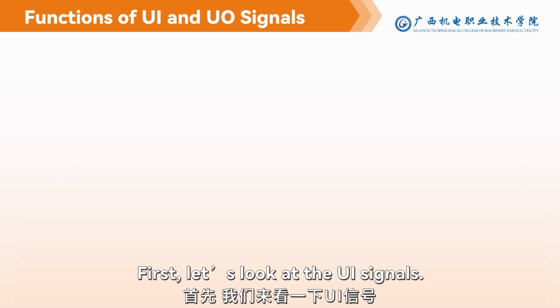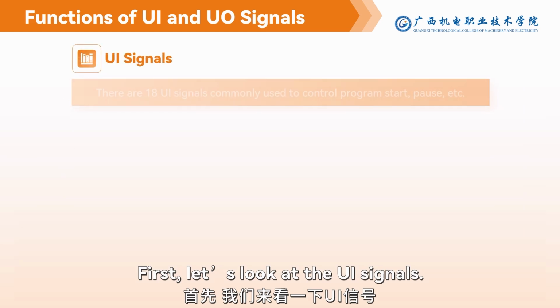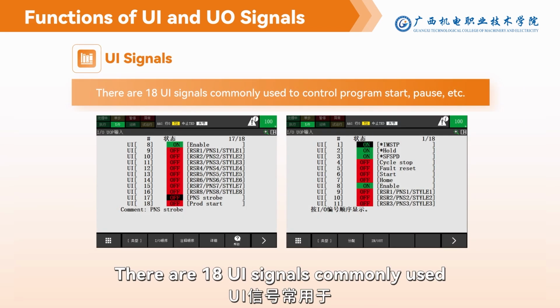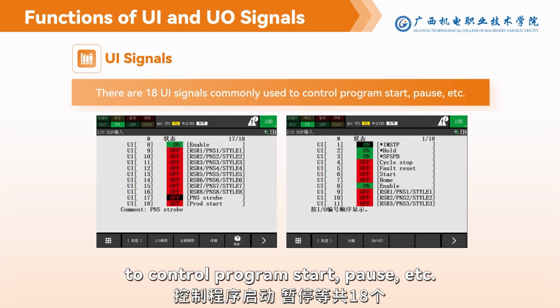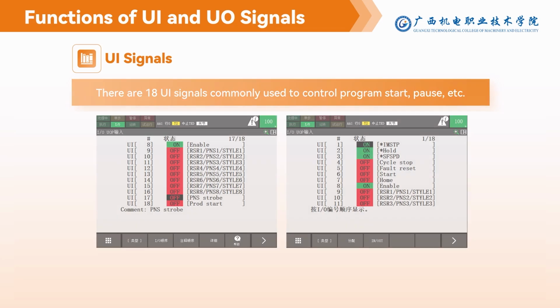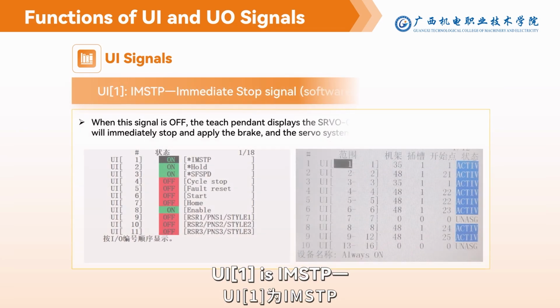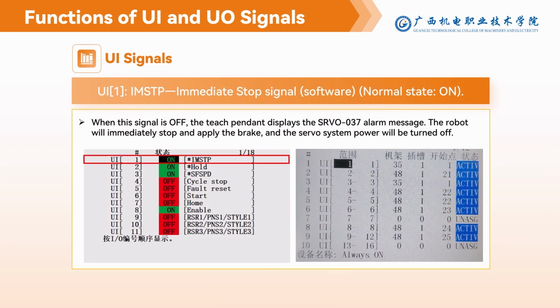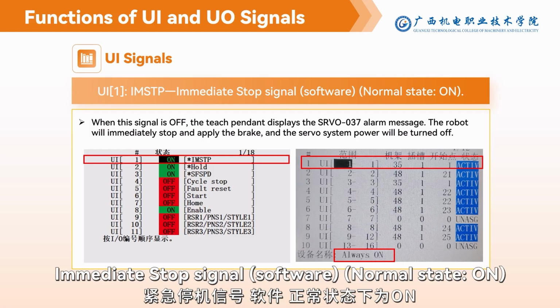First, let's look at the UI signals. There are 18 UI signals commonly used to control program start and pause. Next, let's learn about several commonly used UI signals. UI1 is MSTP, the immediate stop signal.